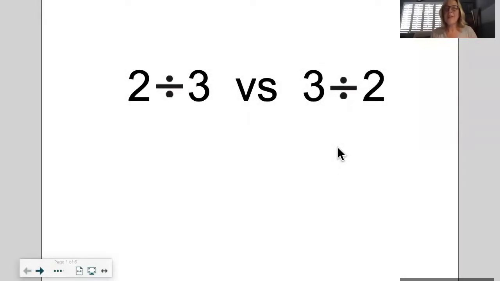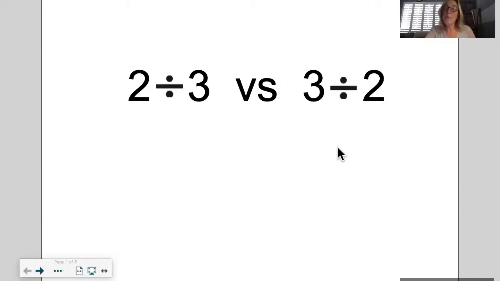Welcome back, fifth grade. Today we're going to talk about division and how division relates to fractions. So I want you to consider these two problems, 2 divided by 3 versus 3 divided by 2. What's the difference between them? Does it matter? Are they the same thing?